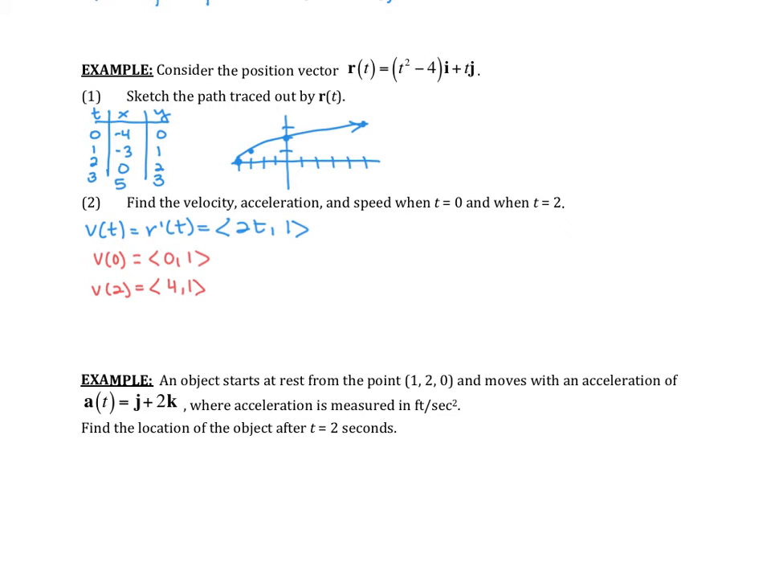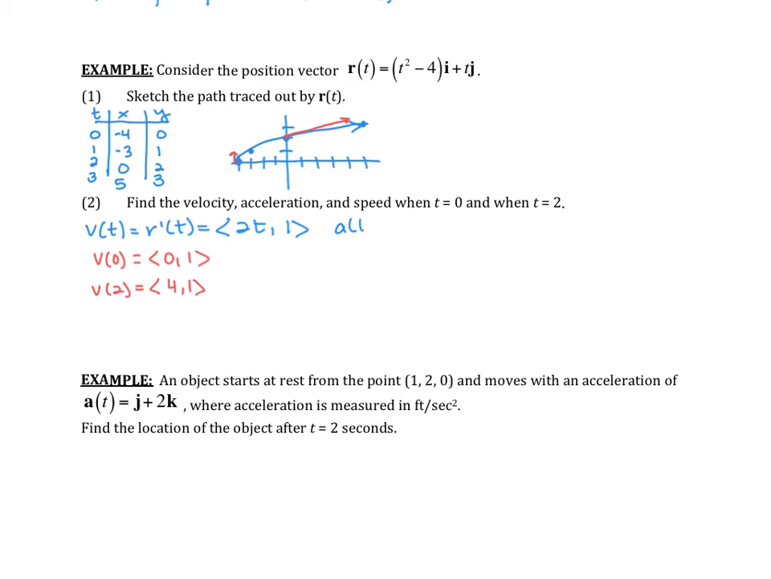Okay, so if we looked at the velocity at those 2 points, when t equals 0, this point right here, it would be the vector (0, 1). And when t is 2, which is this vector right here, it is the vector (4, 1). So 1, 2, 3, 4, 1. We have a vector moving in this direction. And you can see the velocity at those points, the velocity vectors. Okay, well, let's keep going.